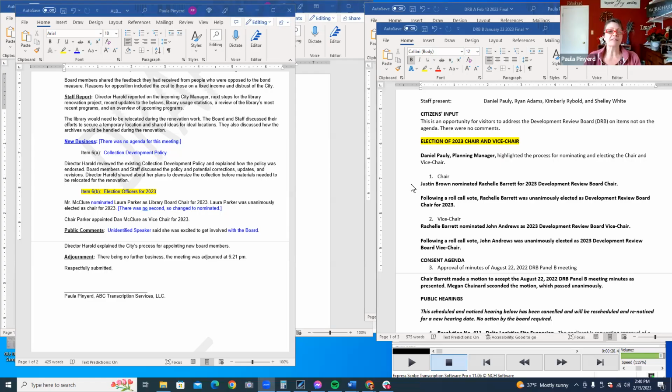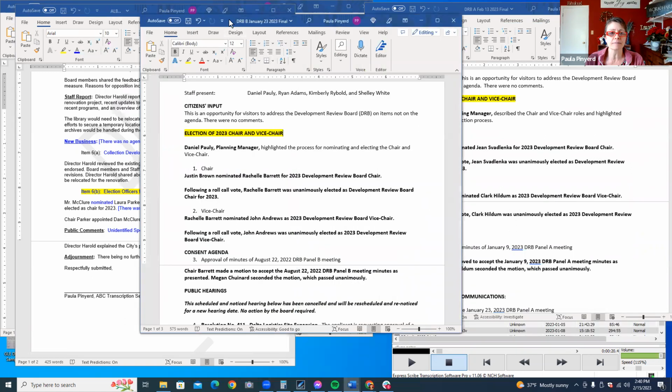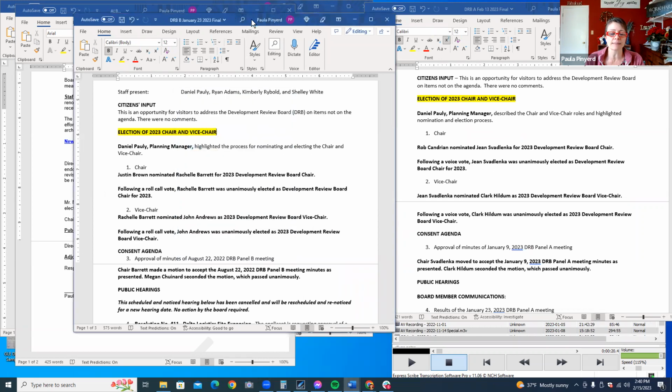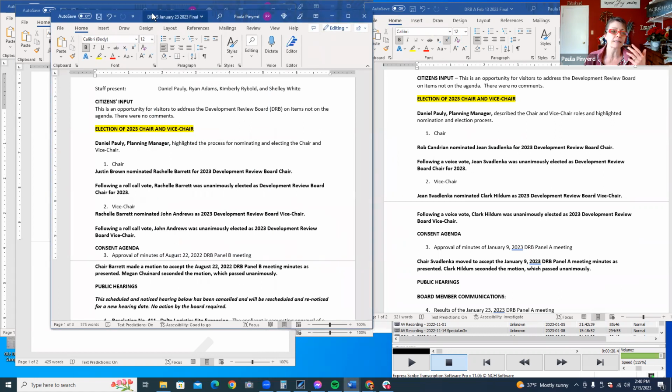All right, so I have pulled up a couple of different examples. We're going to look at the DRB first. That's this. This particular board has two. They're different boards, but they meet at two different times of the month. So there's a DRBB and a DRBA. This is out of Wilsonville, and their process is pretty much the same.